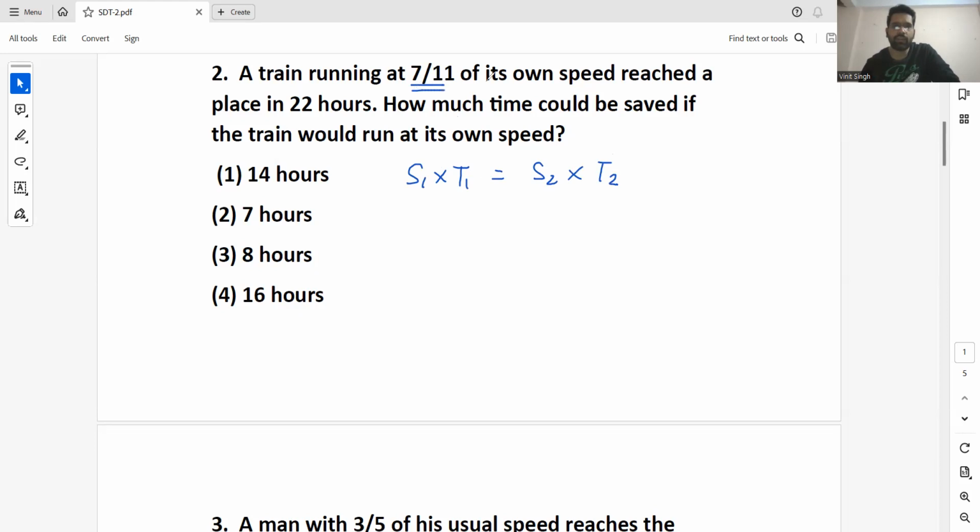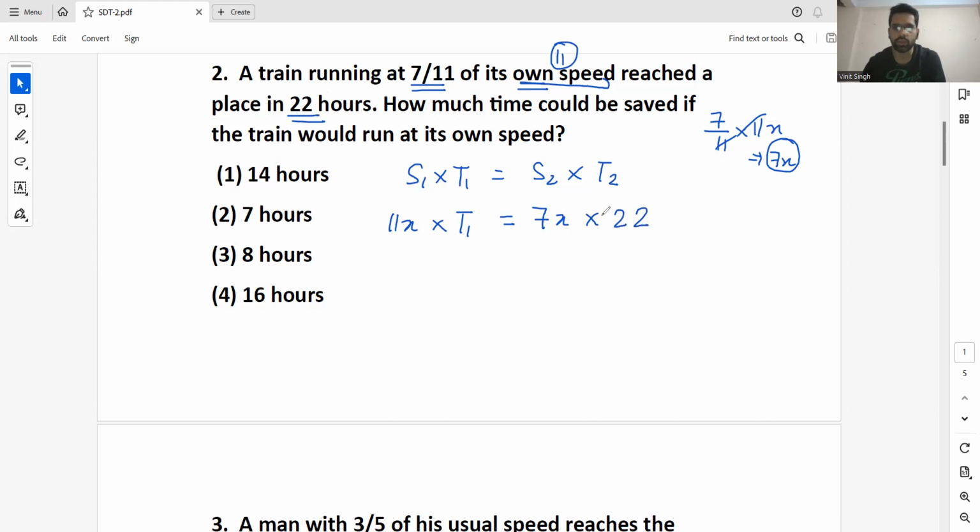A train running at 7 by 11 of its own speed. So, we will take its own speed as 11x. The time taken is T1. Now, 7 by 11 of its own. So, own speed is 11, the new speed becomes 7 by 11 into 11x, which is equal to 7x. And the train takes 22 hours. 22, x cancel. Here is 2. So, the own time is equal to 14 hours.